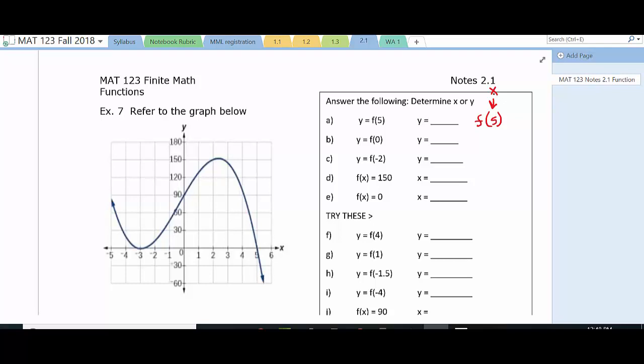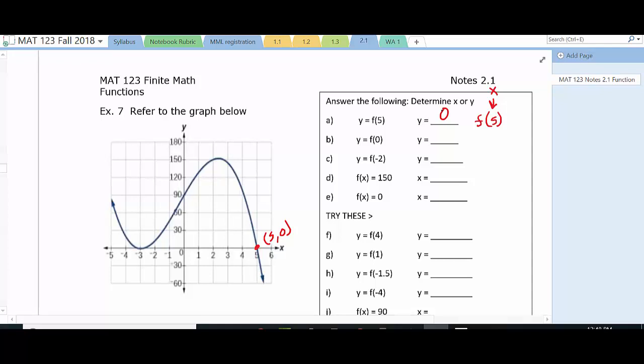Okay, that's the 0.50. So that's asking for the y value when x is 5. That's what f of 5 means. So that would be just that 0.50, which means y is 0.